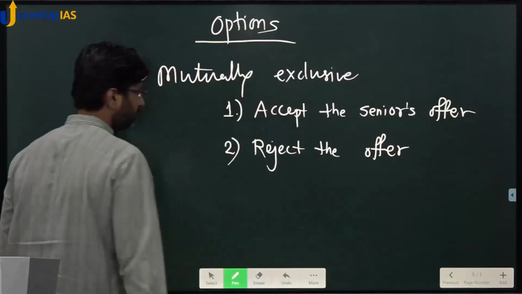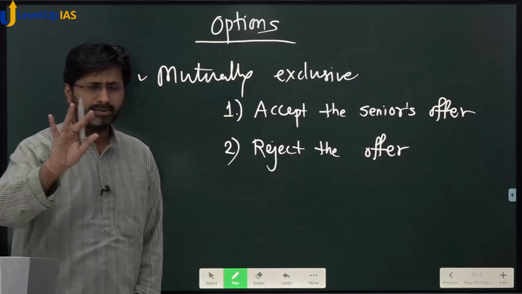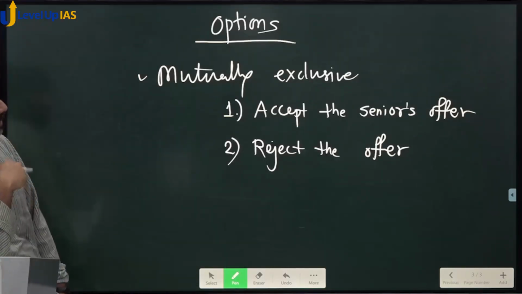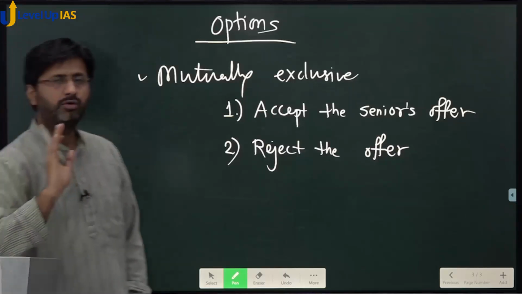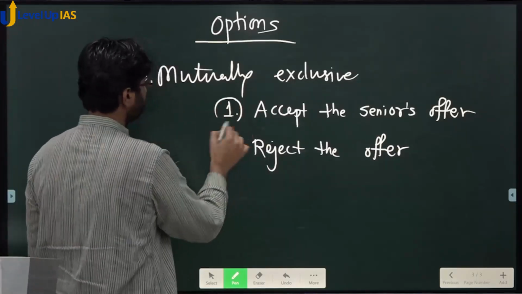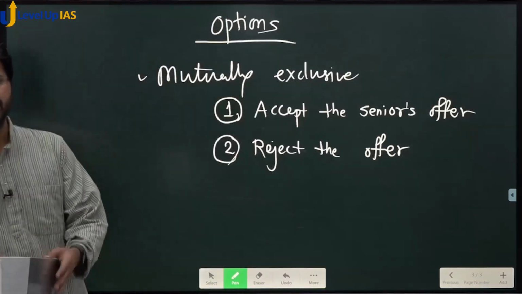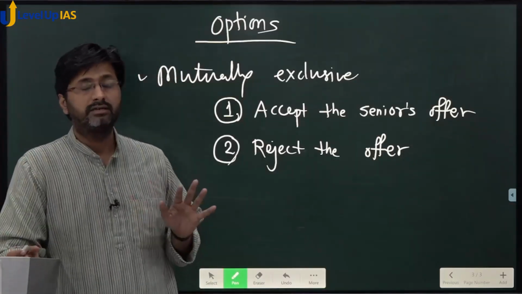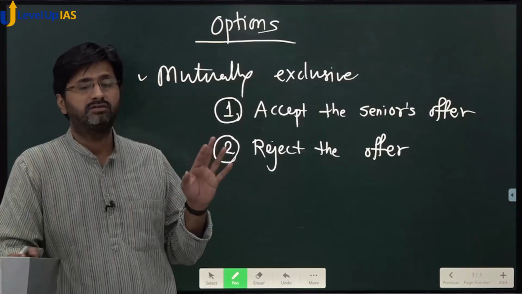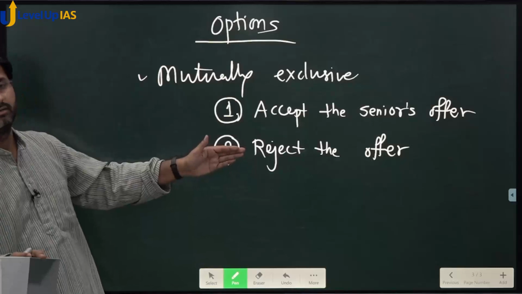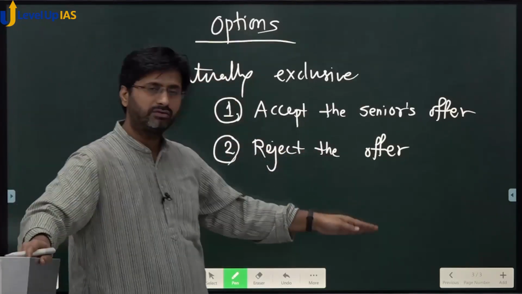Okay. In this particular scenario, let's think very simplistically. These are two mutually exclusive options, meaning you cannot choose both. The very basic scenario is like that. You cannot choose both things together. Either you accept the offer or you reject the offer, and in rejection you will have your justification.